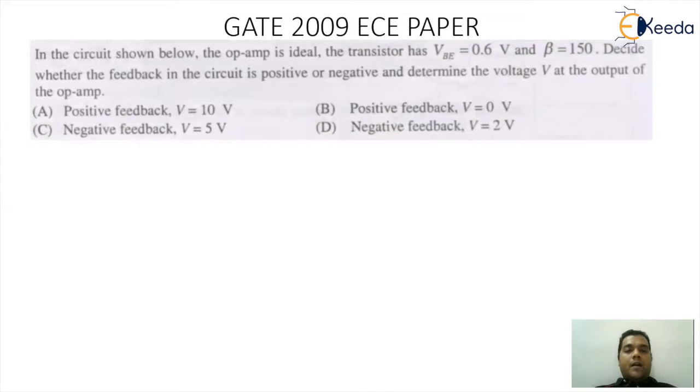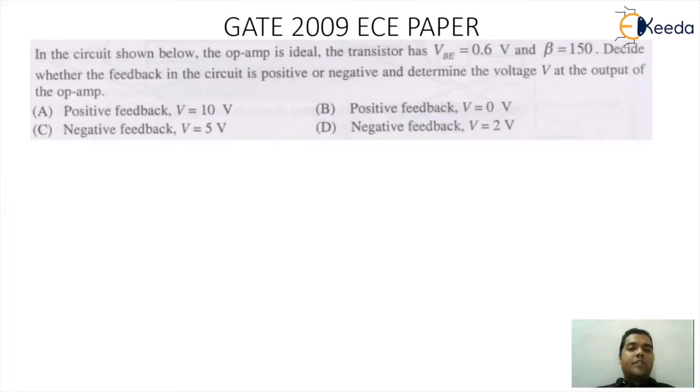This is from the GATE 2009 EC paper, and the question is: in the circuit shown below, the op-amp is ideal. The transistor has VBE equal to 0.6 volt and beta equal to 150. Decide whether the feedback in the circuitry is positive or negative, and determine the output voltage V at the output of the op-amp. So there are 4 options given.